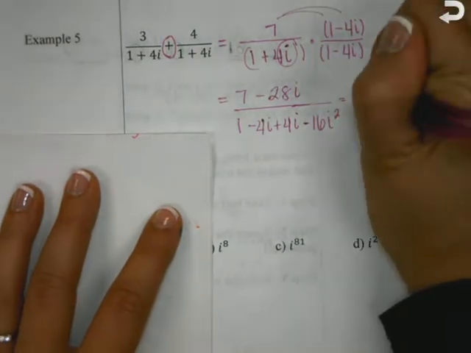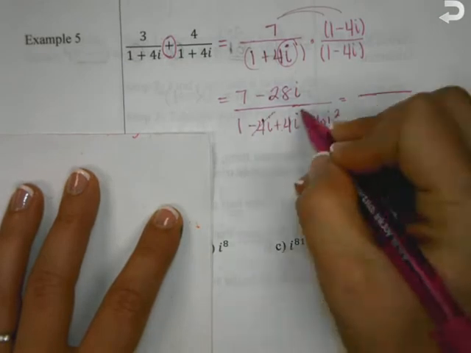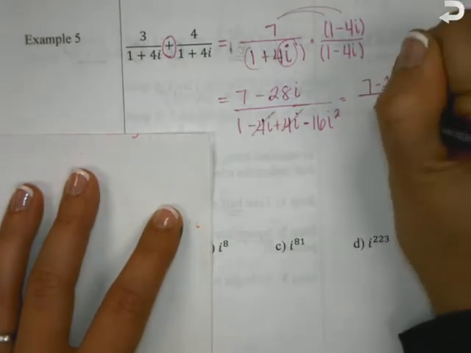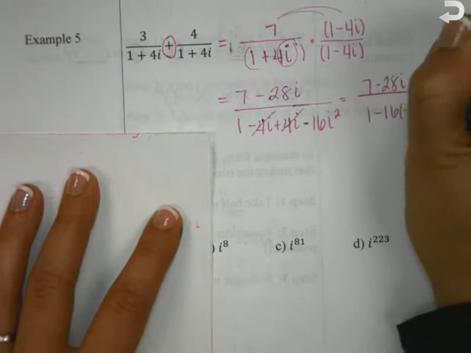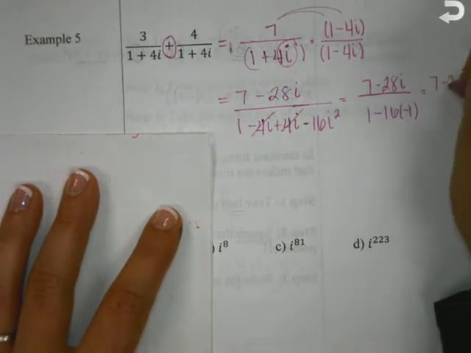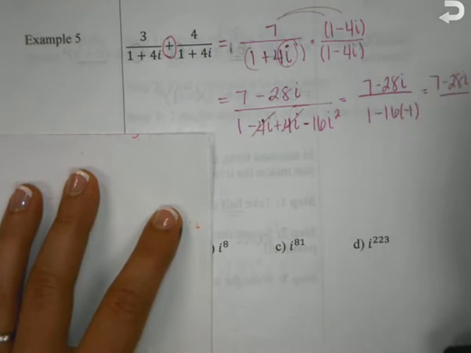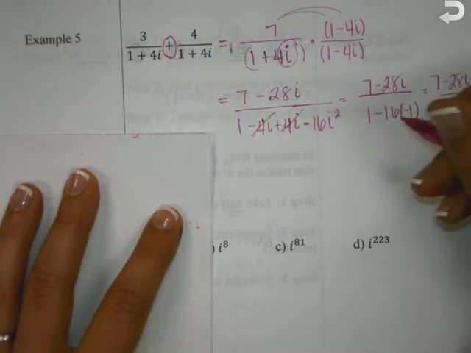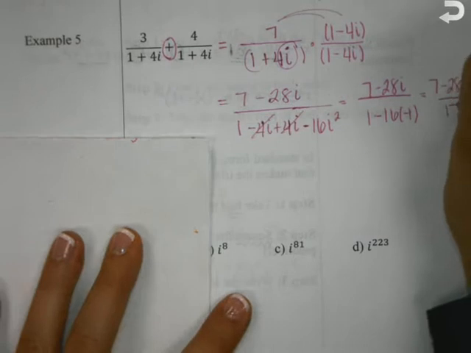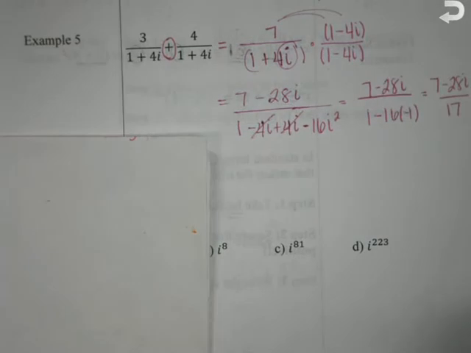So this is 7 minus 28i over 1 minus 16 times negative 1, which gives me 17. And then we want to break this up. So that's going to be 7 over 17 minus 28 over 17i. Nothing can be reduced, so you're done.